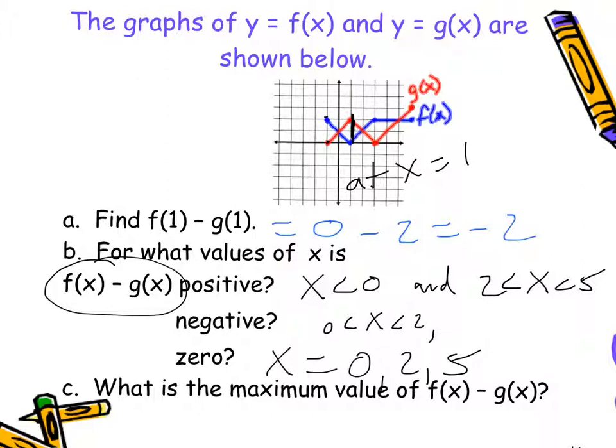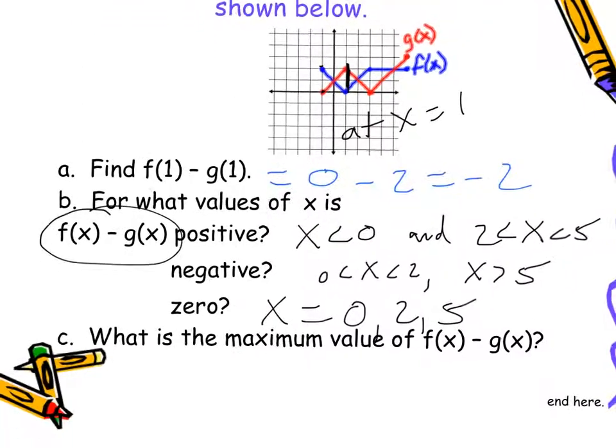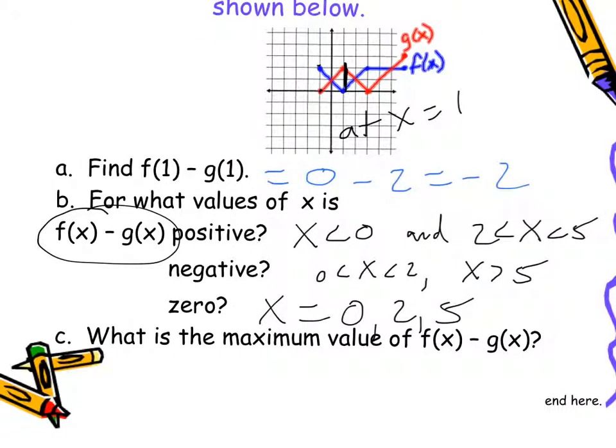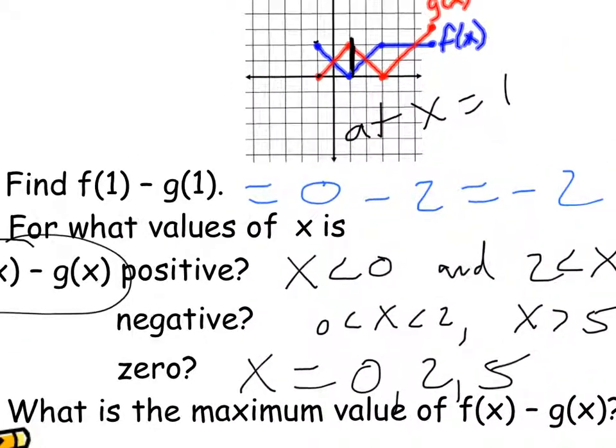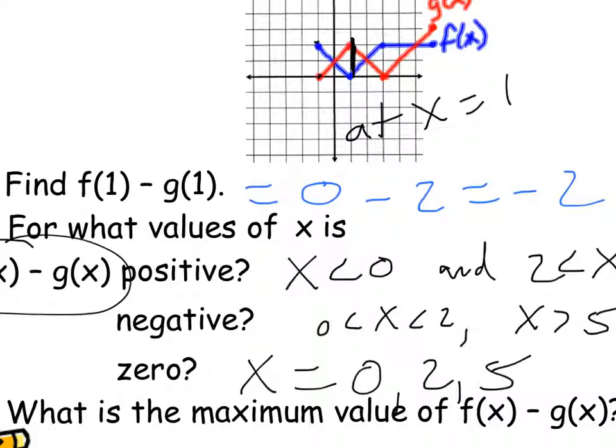between 0 and 2, okay, that's where the red graph appears to be higher, and then for any x value bigger than 5, okay, they're equal at 5, but then the red graph seems to pass the blue one at that point. Okay, maximum value of f minus g, again, this is where on this graph is that difference as big as possible. Okay, looks like it's right here. Whoops, right there. Okay, that would be at x equals 3.